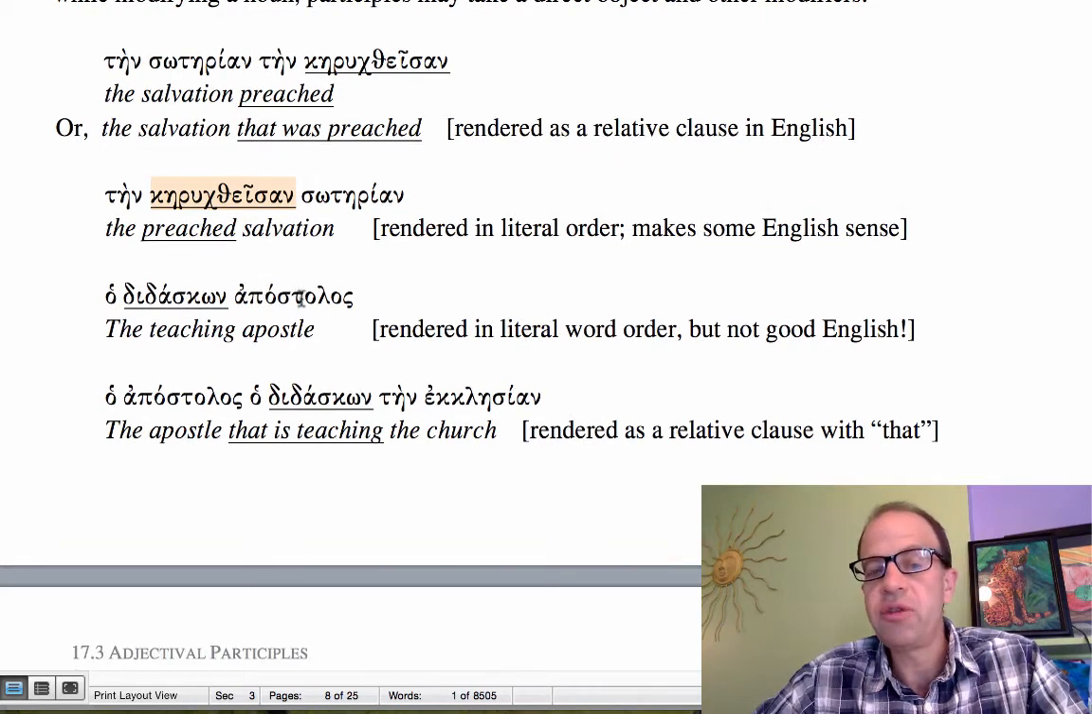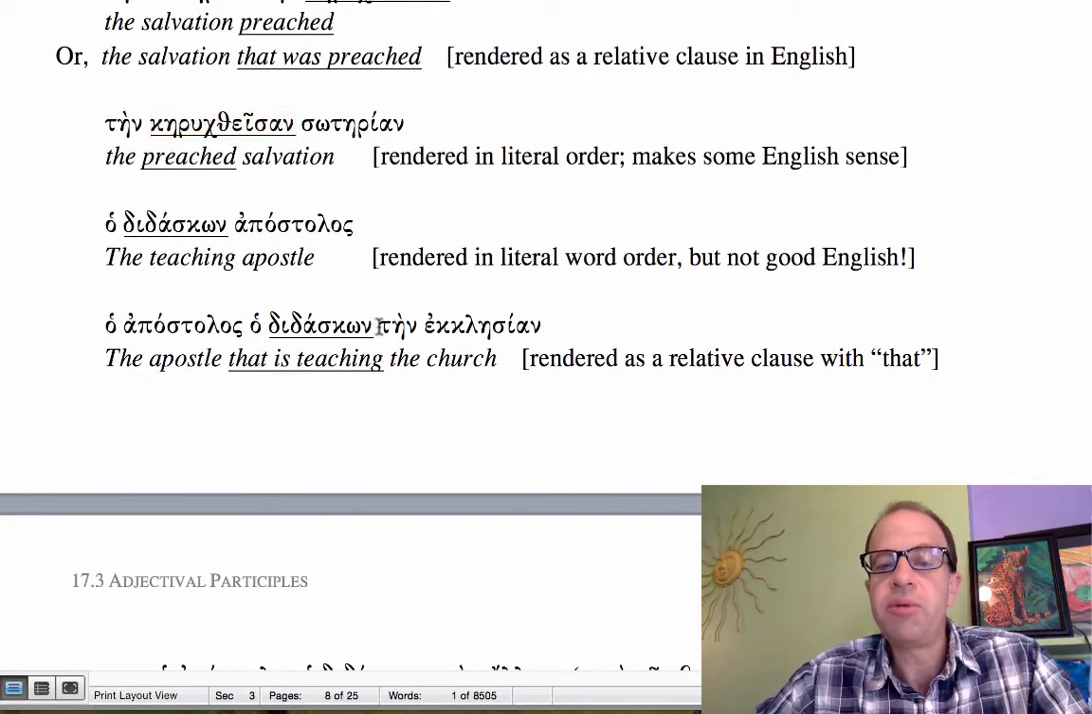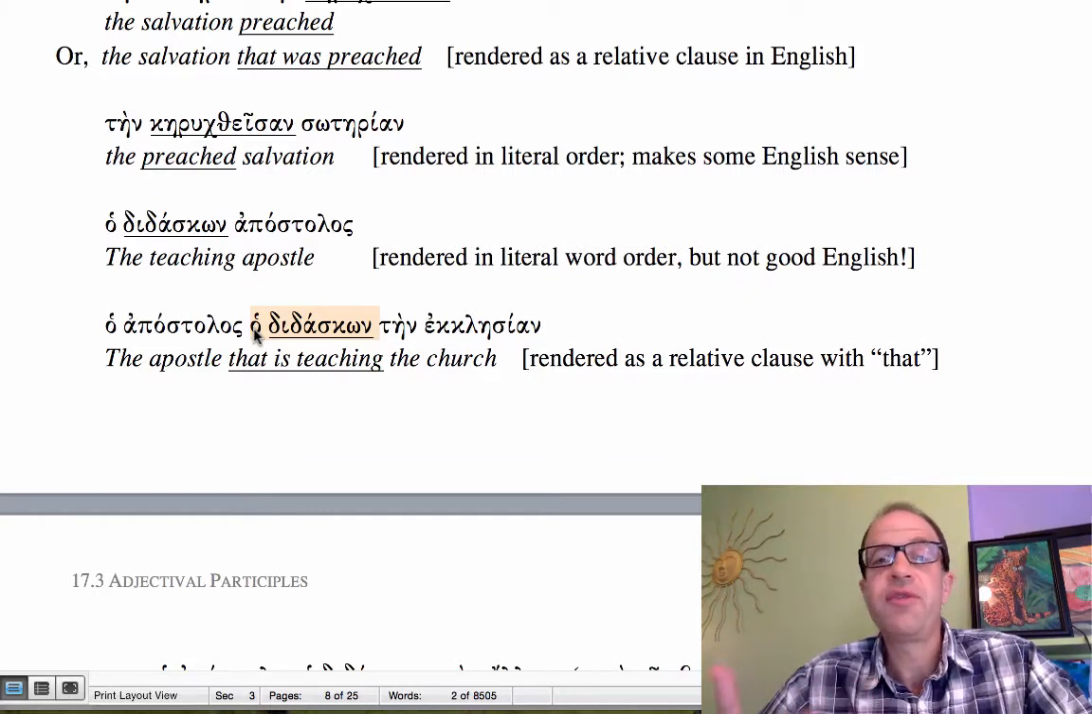The teaching apostle, we might better render that as the apostle that teaches. And sometimes this participle will have its own modifiers. As verbs, they can have their own direct objects, they can have their own modifiers and adverbs and these kinds of things. And that can make participles a little bit tricky.